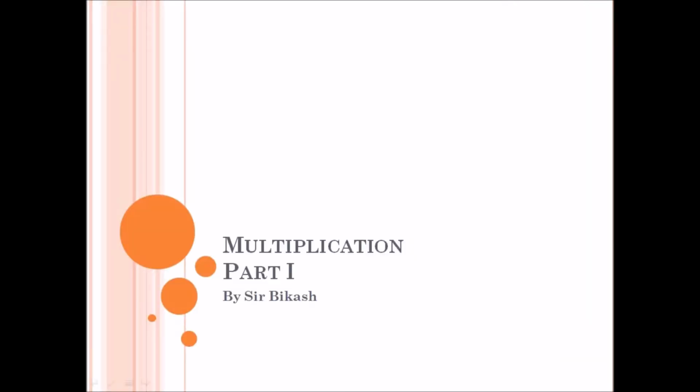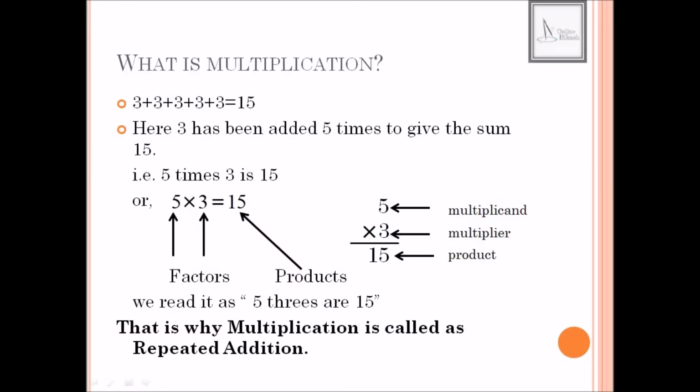Multiplication Part 1. What is multiplication? Here you see 3 plus 3 plus 3 plus 3 plus 3 equals 15. Here 3 has been added 5 times to give the sum 15. We have repeatedly added 3 for 5 times to get 15. That is, 5 times 3 is 15.